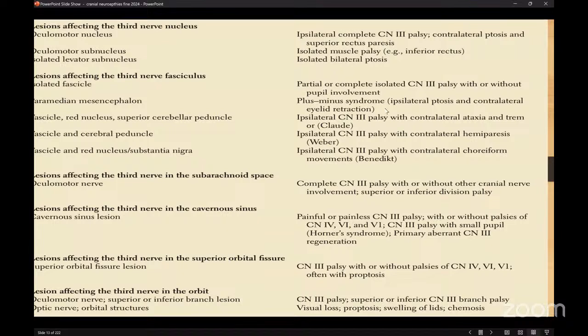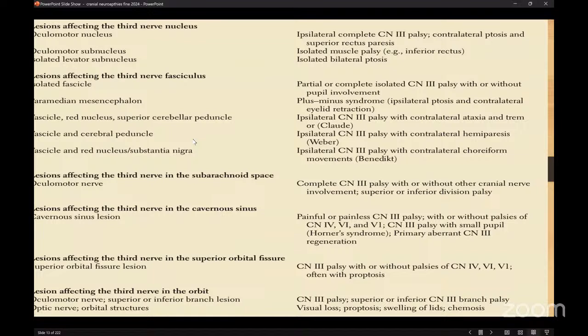If the paramedian mesencephalon part of the third nerve fasciculus is involved, then there can be plus minus syndrome. What is plus minus syndrome? Ipsilateral ptosis and contralateral eyelid retraction. This happens because of the involvement of the third nerve fascicular division within the paramedian midbrain. Okay, so plus minus syndrome is ipsilateral ptosis and contralateral eyelid retraction.